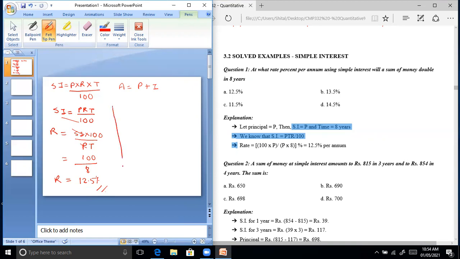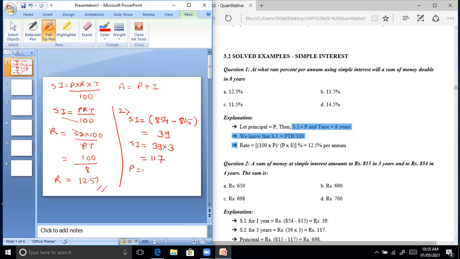Now we will see the second question. A sum of money at simple interest amounts to 815 in 3 years and 854 in 4 years, then we have to calculate the sum. Okay, so here we have to find the SI for 1 year, using the 3 years and 4 years amounts given. So SI for 1 year is the difference between 854 and 815. You will get it as 39. And so SI for 3 years is 39 into 3. Then you will get it as 117.